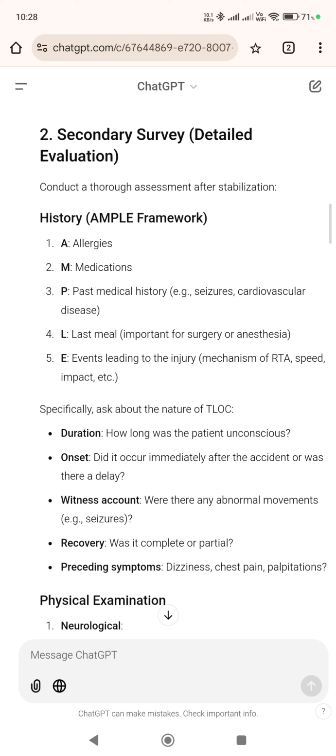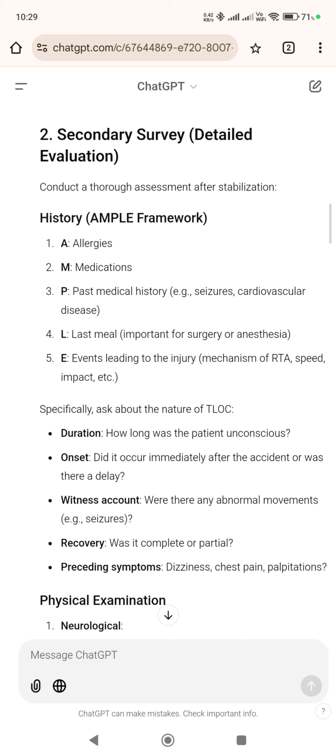History, AMPLE framework. 1. Allergies. 2. Medications. 3. Past medical history, e.g. seizures, cardiovascular disease. 4. Last meal, important for surgery or anesthesia. 5. Events leading to the injury, mechanism of RTA, speed, impact, etc.